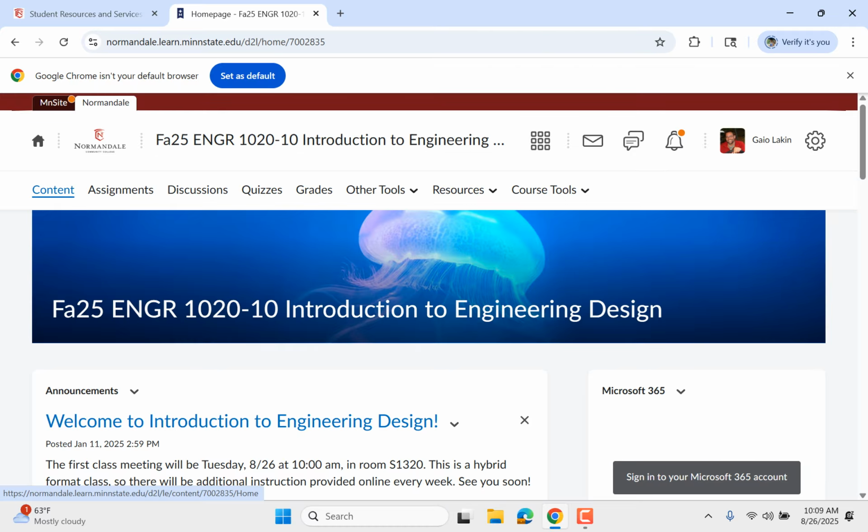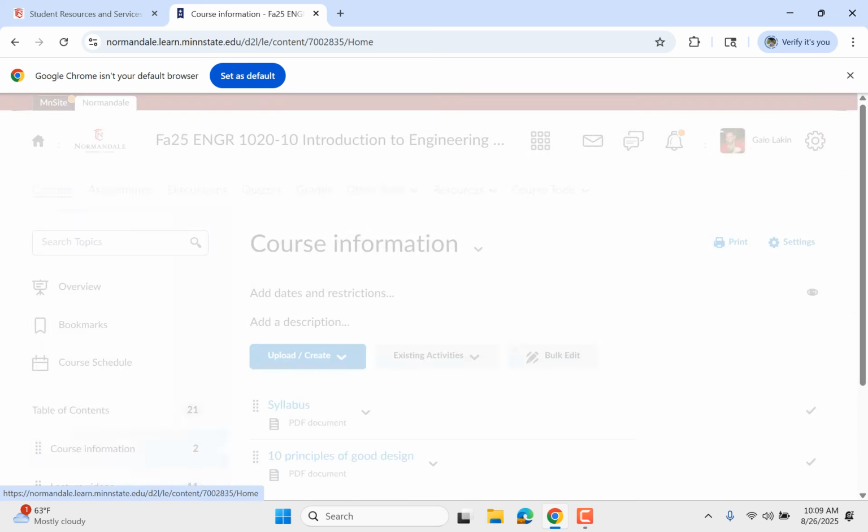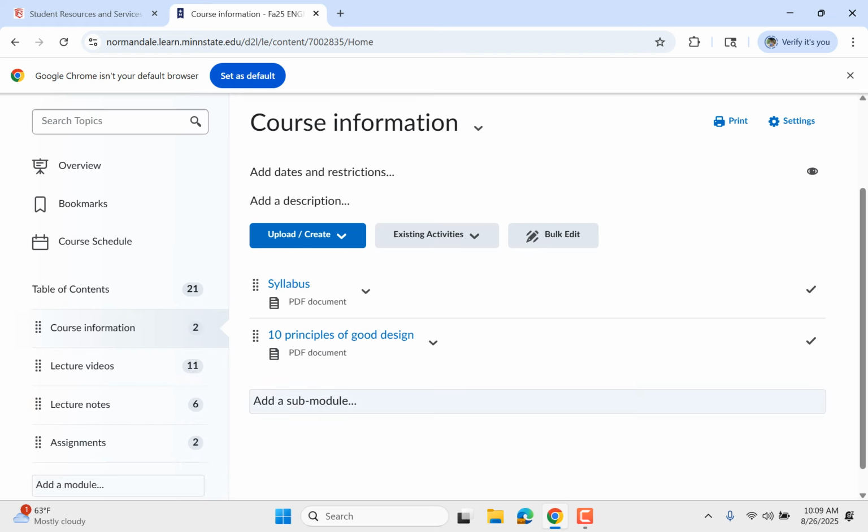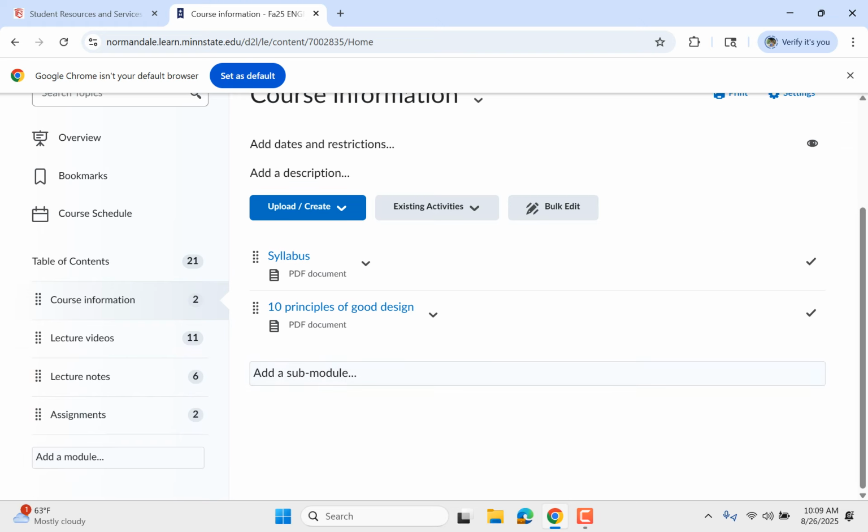Mostly we're going to be going through the syllabus today. That's in content, and I'll talk a little bit about the other stuff in content too. You can see there's some lecture notes and lecture videos, some assignments. A lot of this stuff is going to get adjusted as the semester goes on. The syllabus is in this section called course information.